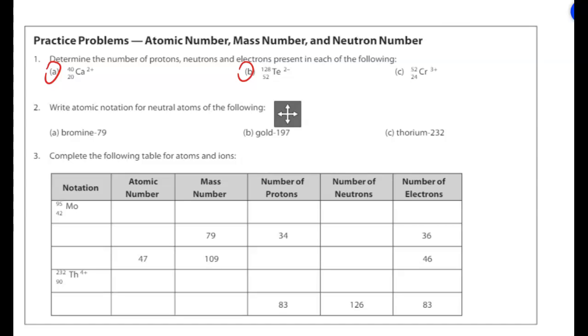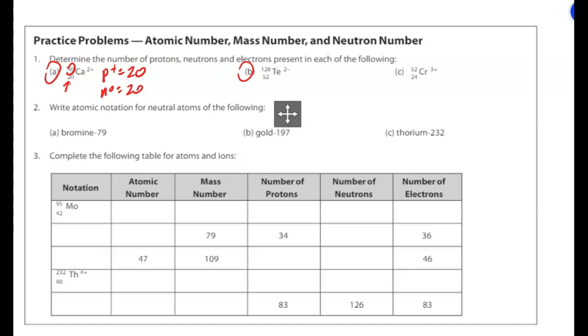All right, so remember that the atomic number is down here. It's in the lower left-hand corner. That's the number of protons. So P plus equals 20. That number in the upper left-hand corner, the mass number, abbreviated A, is the sum of the protons and the neutrons. Because we know there's 20 protons, 40 minus 20 is 20, so we've got 20 neutrons.